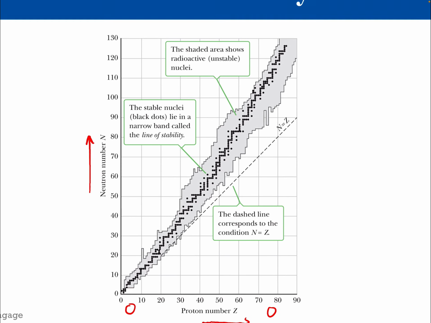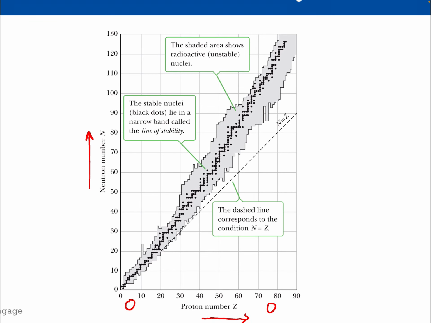As we move to those heavy elements, notice what happens with the relationship between the number of neutrons and the number of protons. Well, we start to get more neutrons, because if we kept an equal number, we would follow this dashed line here. But we don't. With the heavier elements, we are significantly above the dashed line. That's because we have more neutrons per proton. So more neutrons per proton for heavy elements.